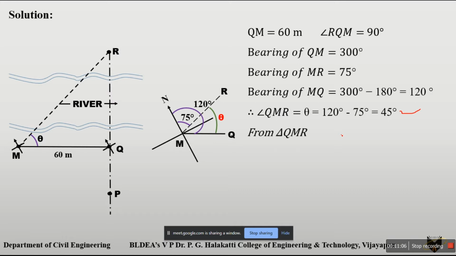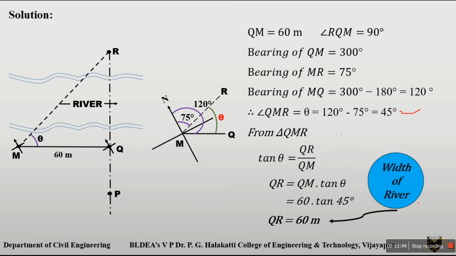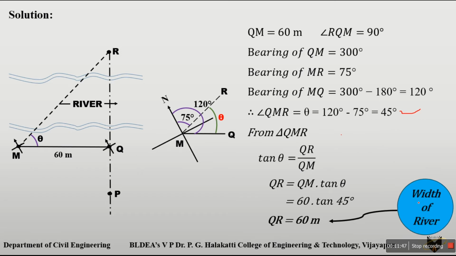Next, last step, from triangle QMR, tan theta is equal to QR divided by MQ. You can write it like this, QR is equal to QM into tan theta. Here QM is 60 meters and theta value is 45 degree. Put the respective values like this. Then tan 45 degree means what? It is 1. So our QR is equal to 60 meters. So whatever 60 meters is there, it is our width of the river. Clear?